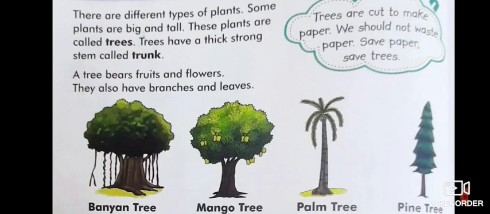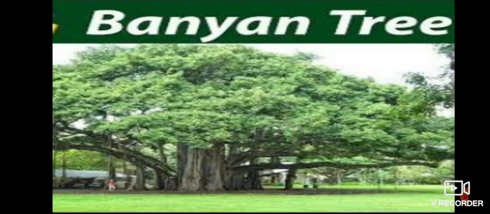A tree bears fruits and flowers. They also have branches and leaves. So a tree gives us fruits and flowers and so many other things, and it also has so many leaves and branches. Some of the examples of trees given in your books are banyan tree, and it is our national tree too. You all know that, right?